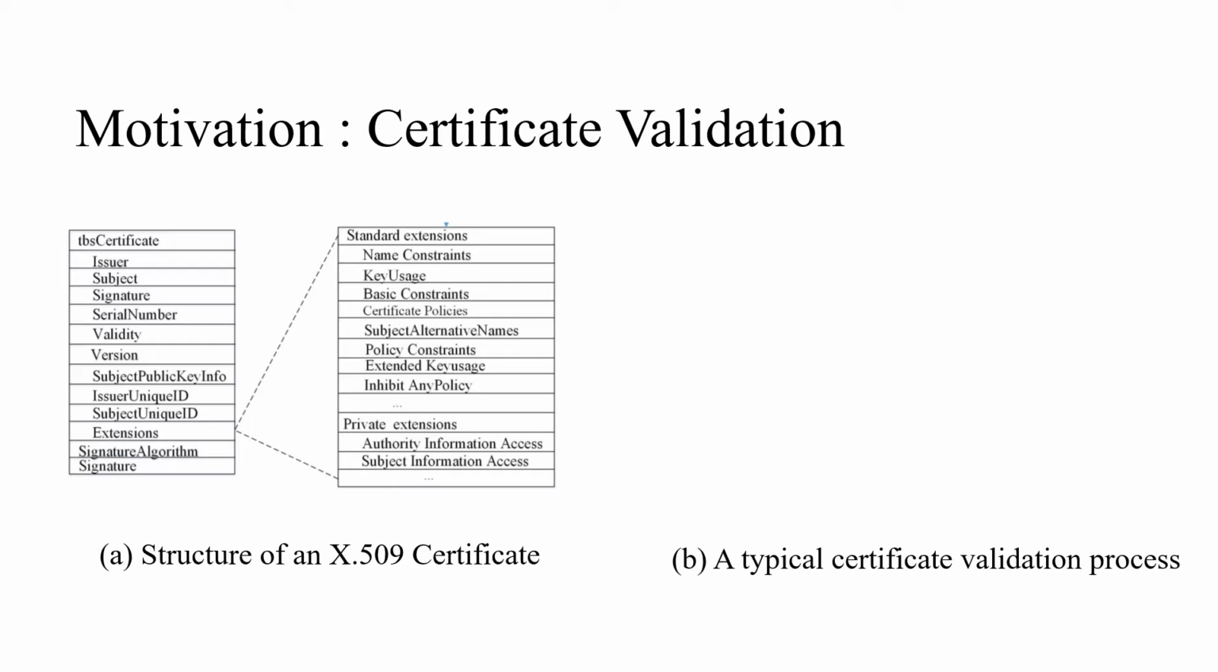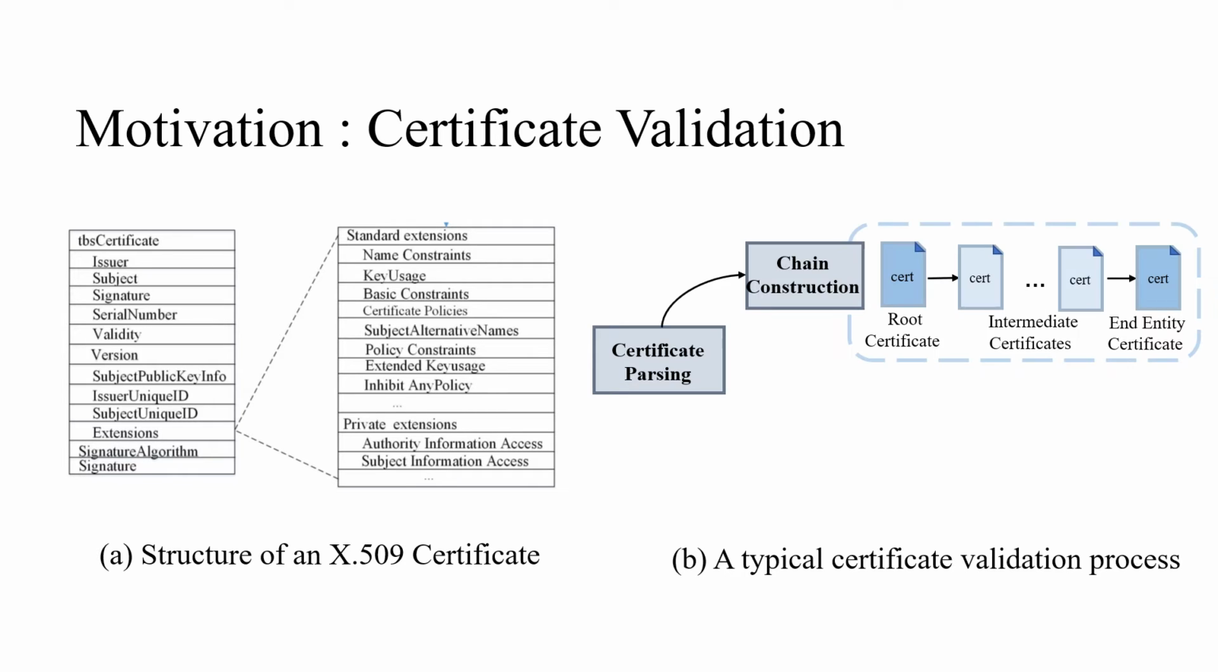Certificate validation is composed of three components. The certificate parsing is responsible for parsing the certificates in a repository for constructing a certificate chain. It also recognizes the fields and the extensions of each certificate on the certificate chain when the chain is validated. Chain construction is responsible for connecting a sequence of certificates from the root certificate to the end entity one, each one having signed the next certificate.